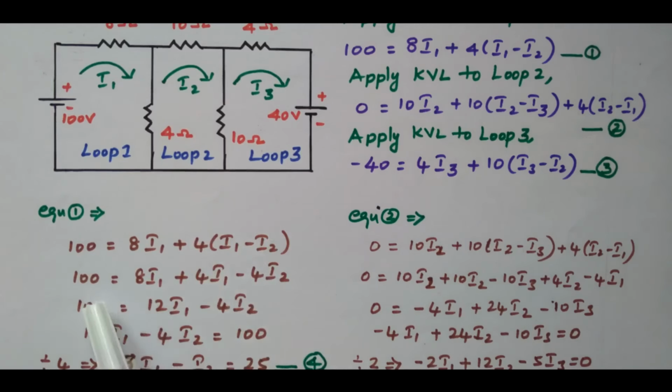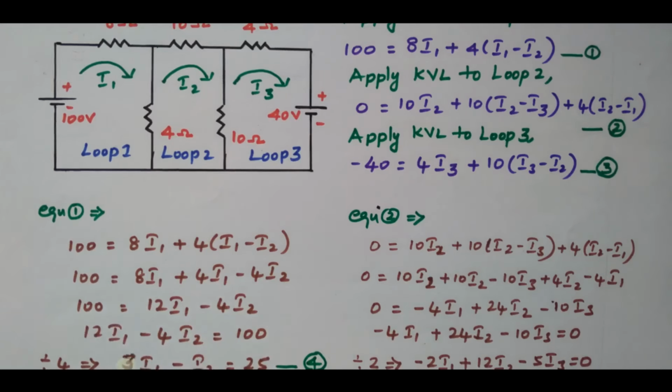So 100 equals 8i1 and 4i1. I1 is available 2 times, 8i1 plus 4i1, so this is 12i1. Then minus 4i2. We will rewrite this: 12i1 minus 4i2 equal to 100. The right hand side and left hand side terms are interchanged.